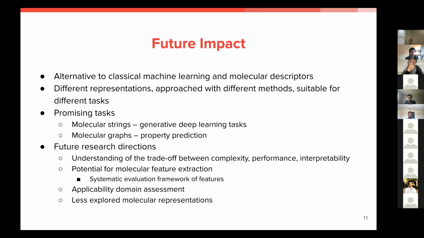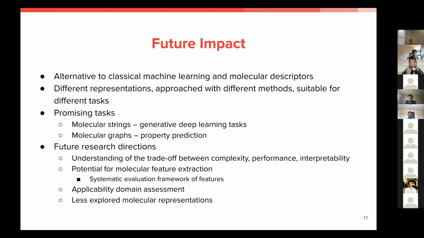Lastly, I want to go over the future impact and research directions that the paper mentioned in geometric deep learning. So first, as a recap, we see that geometric deep learning acts as an alternative to classical machine learning and hand-engineered molecular descriptors. We also saw that there is a great diversity in ways to represent molecules. And subsequently, because of these different representations, we have developed different approaches, and we also saw that different representations work well for different types of tasks.